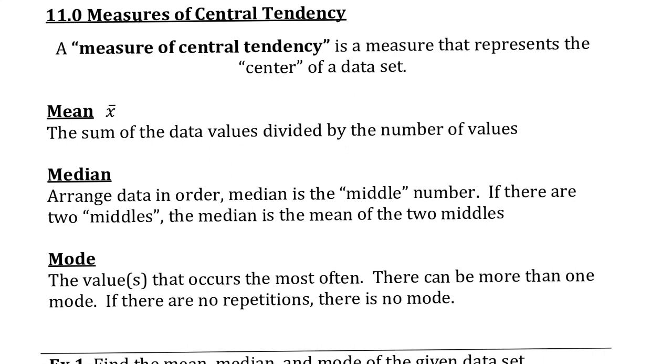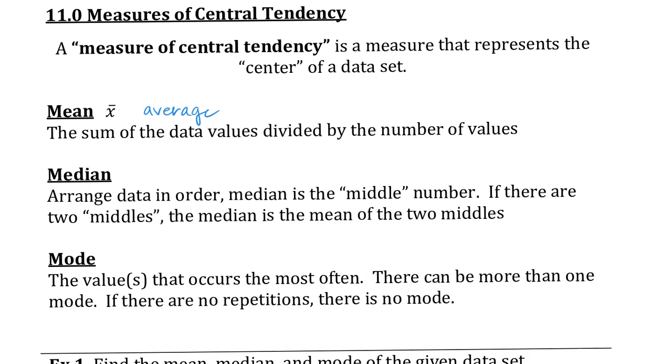Okay, 11.0, measures of central tendency. A measure of central tendency is a measure that represents the center of a data set. There are three measures of central tendency that we're going to look at. The first is the mean. You can denote it with the bar at the top. This is the sum of the data values divided by the number of values. This is also an average.